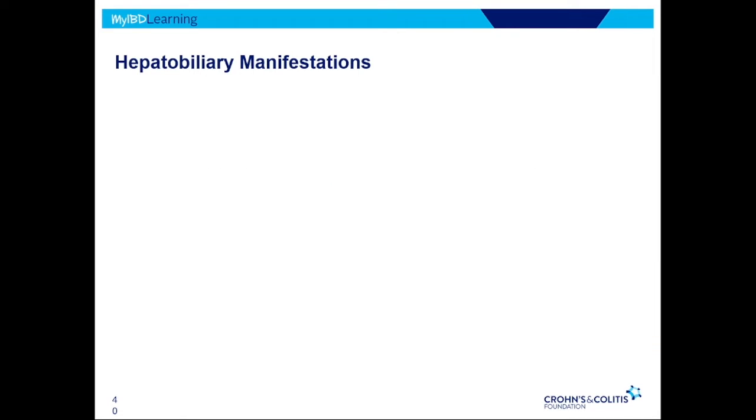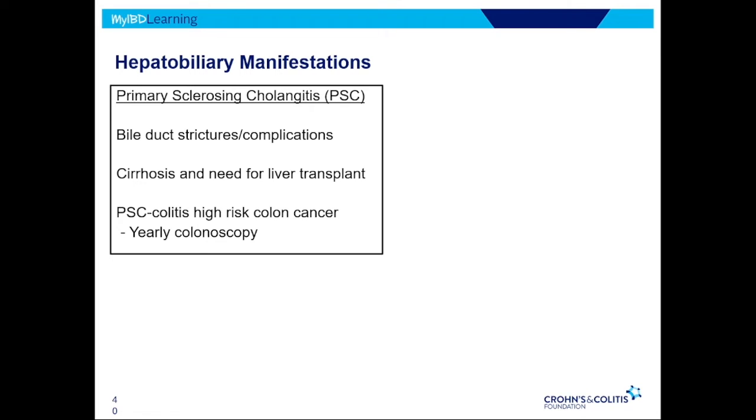Briefly about some of the hepatobiliary. So what does this mean? This is the liver and the bile ducts. This is something everyone should know about. This is PSC, or primary sclerosing cholangitis.